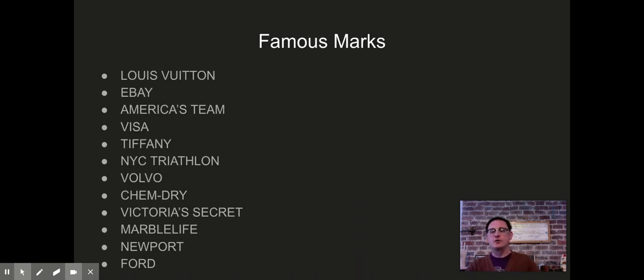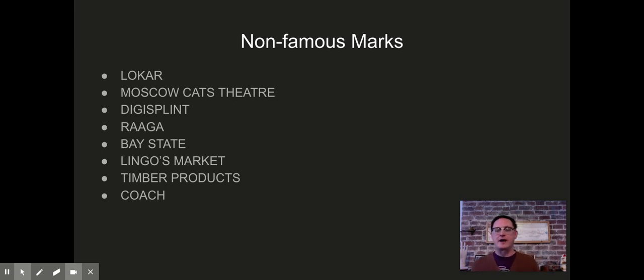So what kind of marks have been found by courts to be famous? Here you see a list. These were all found to be famous marks. I can imagine you have, at least in most cases, a pretty clear idea what kind of product or service they're referring to. By contrast, here are some examples of marks that courts found not to be sufficiently famous for the purpose of a dilution action. And we'll look at some other examples in our class discussion.